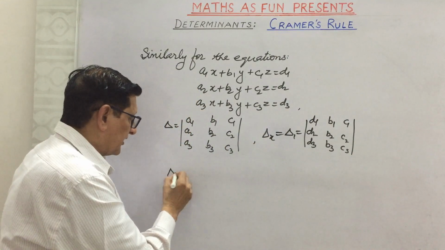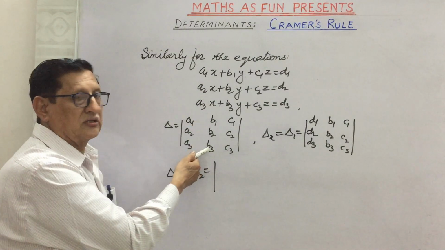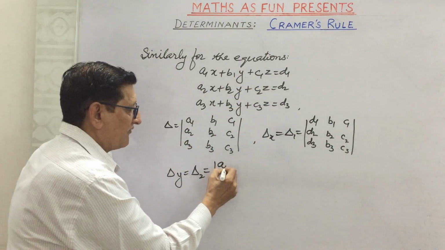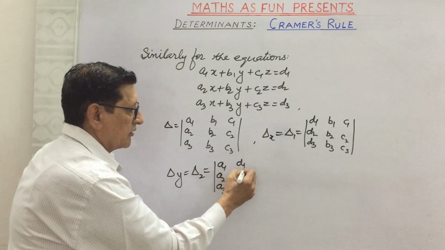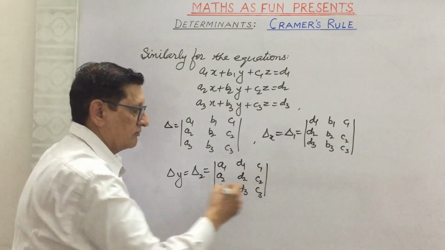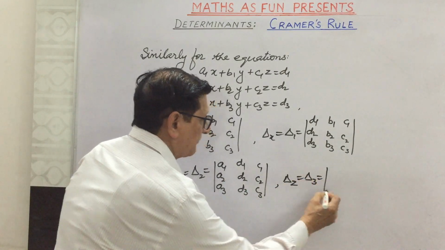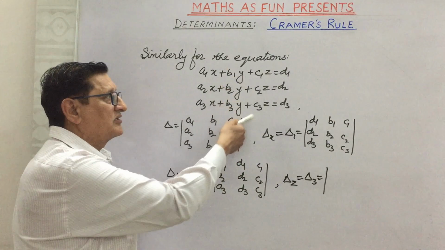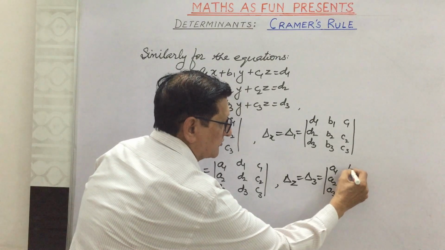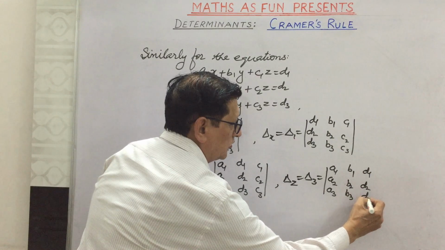To obtain delta y, or delta 2, we will replace the second column, that is the coefficients of y, by the constant terms. So this comes as a1, a2, a3, d1, d2, d3 and c1, c2, c3. To get delta z, or delta 3, we will replace the third column, that is the coefficients of z, with the constant terms. So we get here a1, a2, a3, b1, b2, b3 and d1, d2, d3.